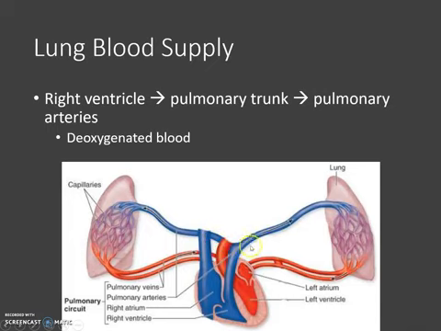Now, it's a common misconception that all arteries carry oxygenated blood, and that's true for most arteries in the body, but this is one big exception to that rule. By definition, an artery is just something that leaves the heart. It's a blood vessel that carries blood away from the heart. And as I mentioned, most arteries have oxygenated blood, but one exception here are the pulmonary arteries, which carry deoxygenated blood.